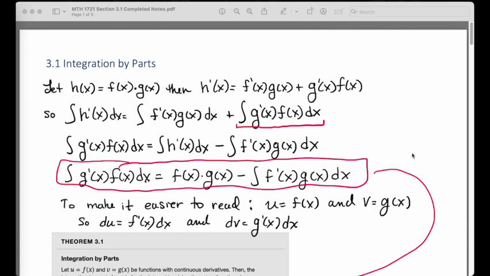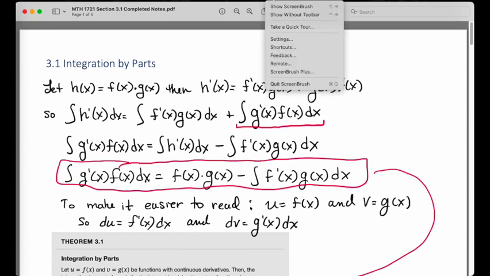So I highly suggest that when you use this technique, you take your time and write down all of your steps to minimize the chance of making an error. All right, let's walk through how the technique of integration by parts was derived.